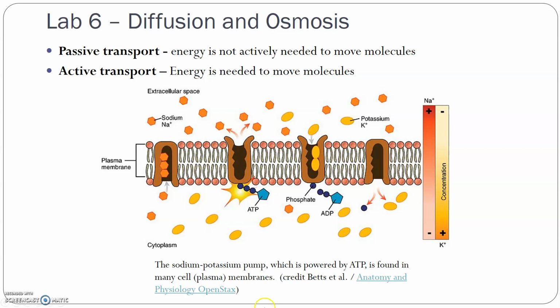In this picture, we're going to take sodium, these little orange ones. There are 1, 2, 3 of them down here, and there's like 12 of them up here. I didn't count them. We're going to use this pump to push them up so that there's more outside here than there is inside. This is setting up a better concentration gradient. So passive transport, no energy is actively needed, and we go with the concentration gradient. Active transport, energy is needed, and we have to go against the concentration gradient.